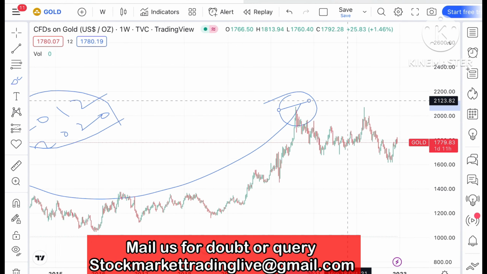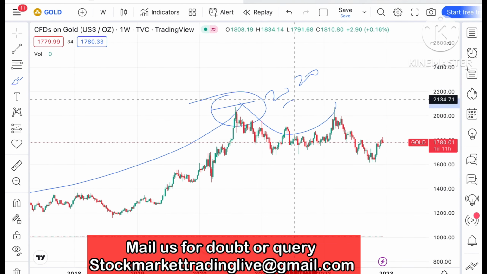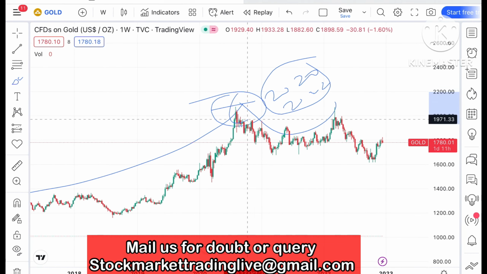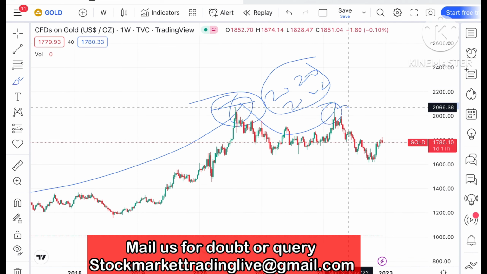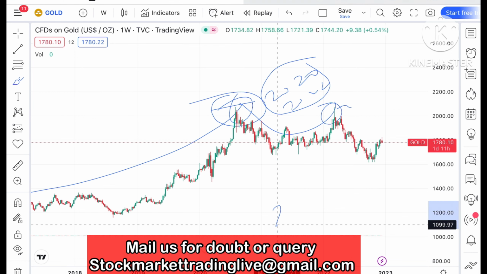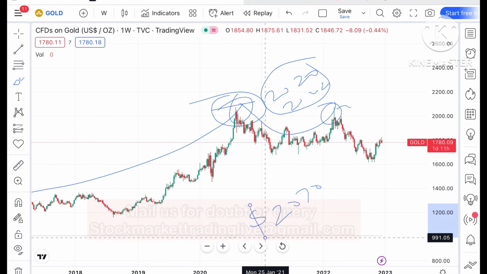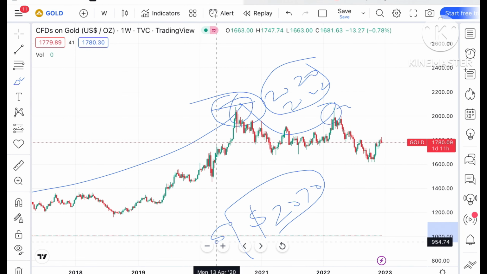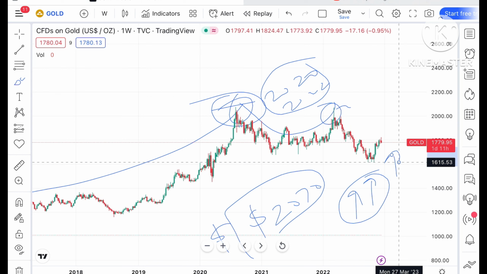After that, the same pattern we can see is created here from 2020 to 2022. Same, this level is being tested here, and this level is at around $2070. So once the price comes close to this particular level, chances are very high that it can move further upside.